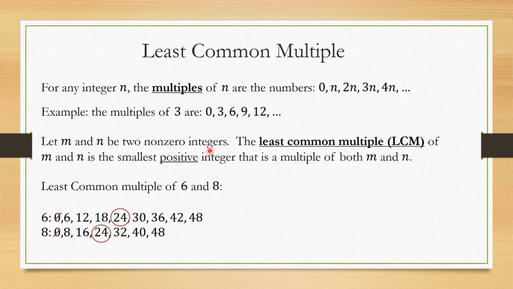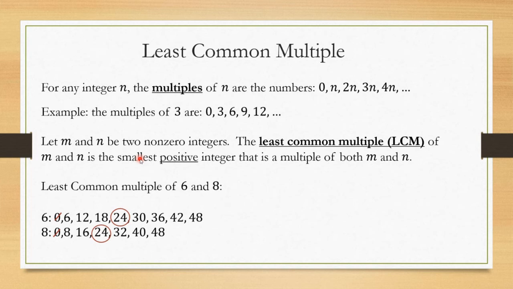Then we have this notion, the least common multiple. Let m and n be two non-zero integers, so m and n are not 0. Then by definition, the least common multiple of m and n, the LCM of m and n, is the smallest positive integer that's a multiple of m and n. That's just what it is by definition.